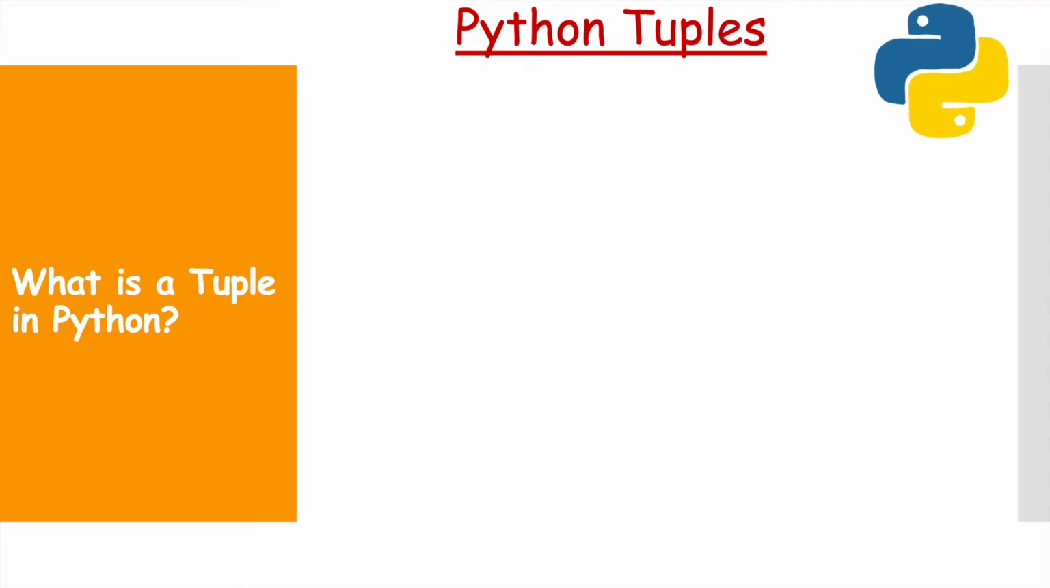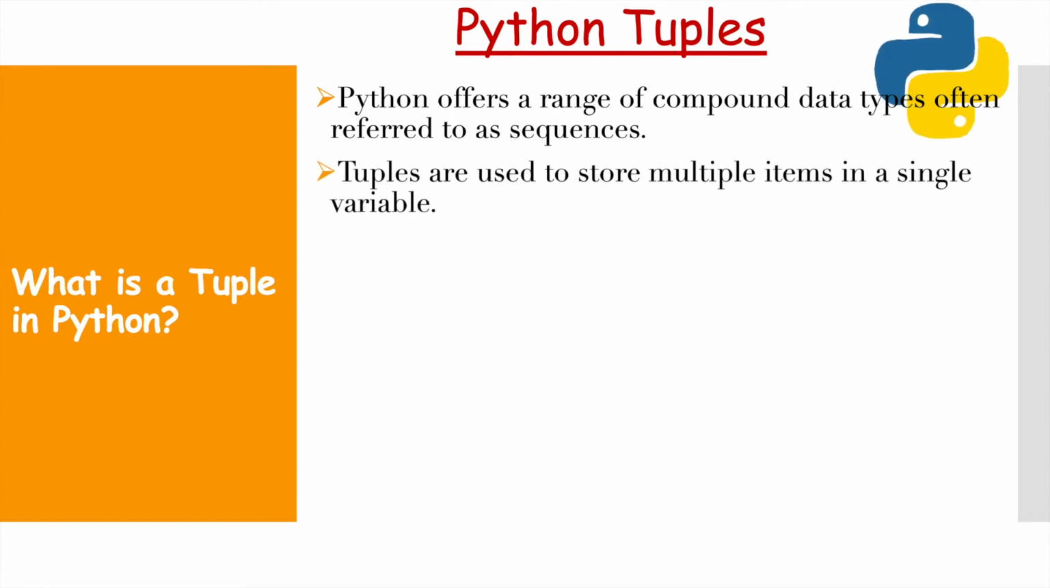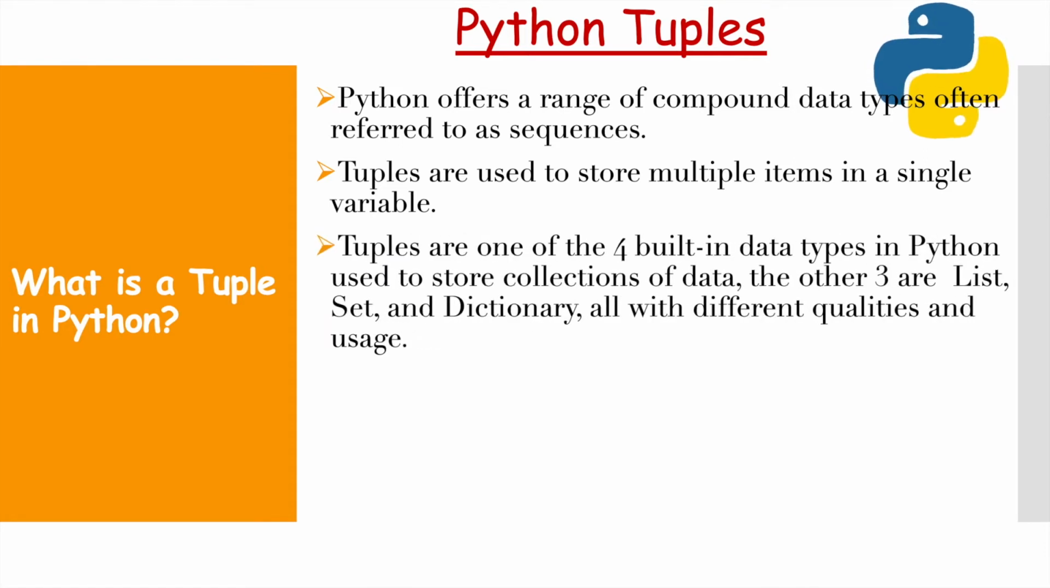So let's start. Let's see what is a tuple in Python. Python offers a range of compound data types often referred to as sequences. Tuples are used to store multiple items in a single variable. There are 4 built-in data types in Python that are used to store collections of data. We are going to see about tuples in detail in this video, and the rest 3 are list, set and dictionary. All of them have different qualities and are used for different purposes. I'm going to cover the rest of the 3 in my other tutorial videos.